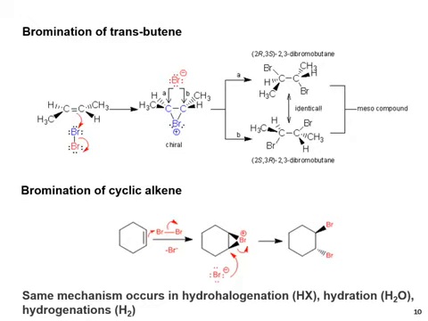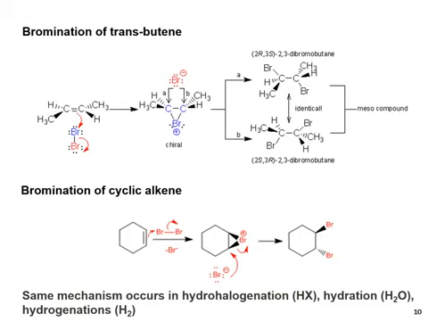This is the bromination of trans-butene. In a similar way, the double bond attacks the bromine, then it gives the bromonium ion. Then bromide attacks maybe at carbon A, maybe at carbon B. When attached at carbon A, it gives one enantiomer. When attached at B, it gives the second enantiomer. In this case, both enantiomers are identical.